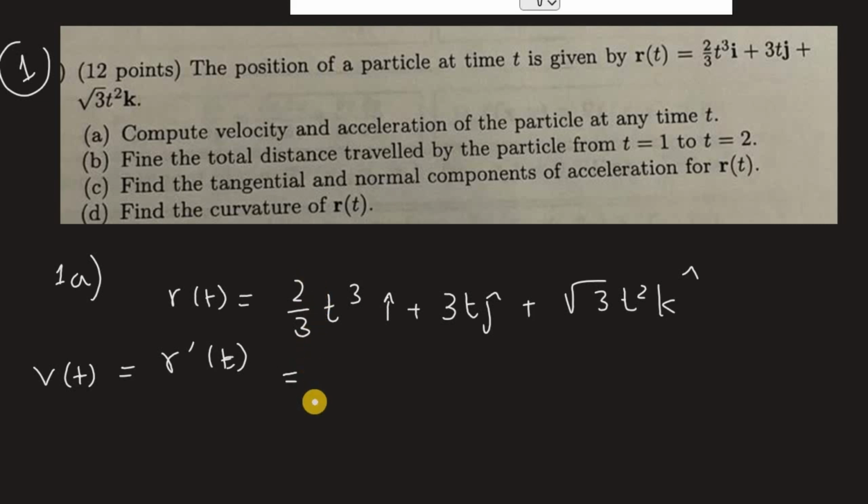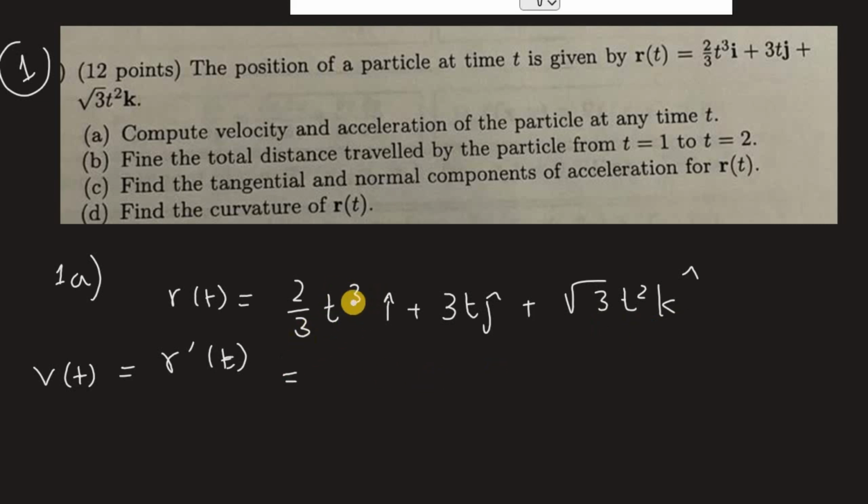Okay, so let's go ahead and take the derivative of it, and I hope you guys remember taking the derivative of a vector function. So we take it component by component. First we take the derivative of the i component, then the j component, and lastly the k component. So let's go ahead and do this.